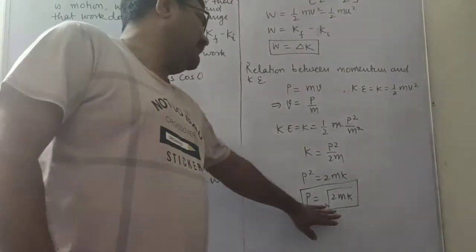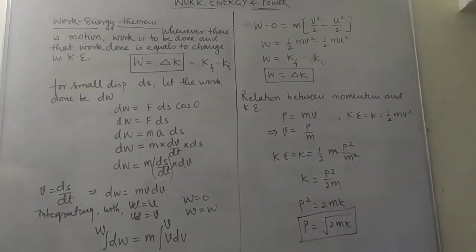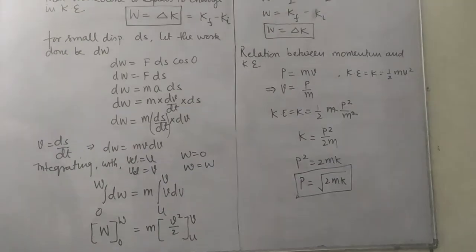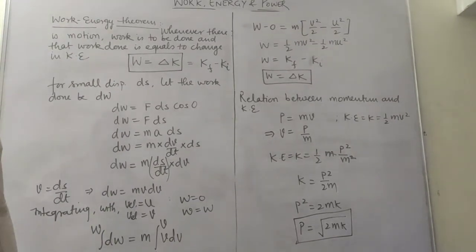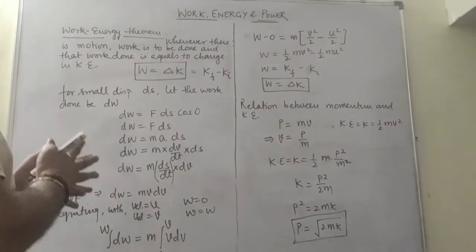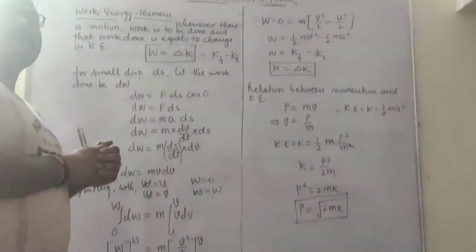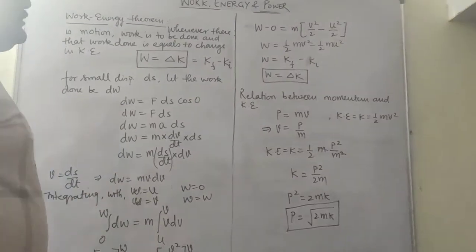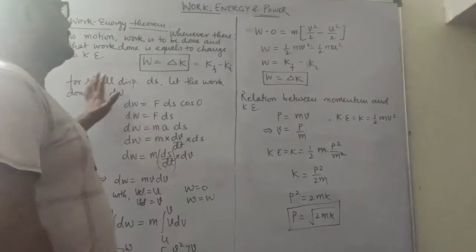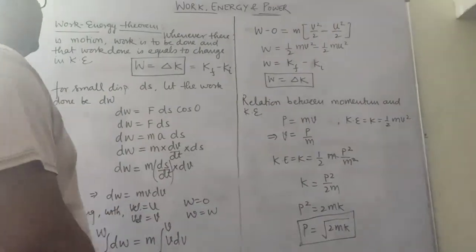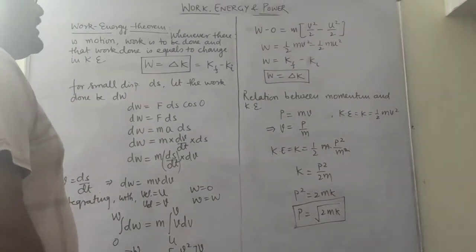Linear momentum and kinetic energy you have already read in class 10th. You will get some questions regarding keeping the momentum constant. If the mass increases by this much, what is the percentage increase in kinetic energy? Keeping the mass the same, if the momentum increases by x, what is the percentage increase in kinetic energy? This type of question you may be asked in your examination. So this is the derivation part of kinetic energy. Now we will move to the potential energy part.